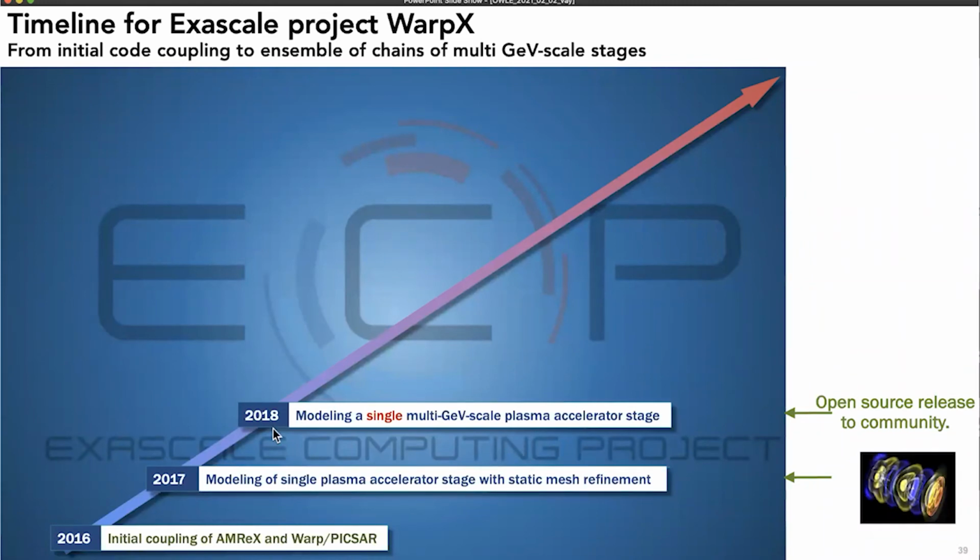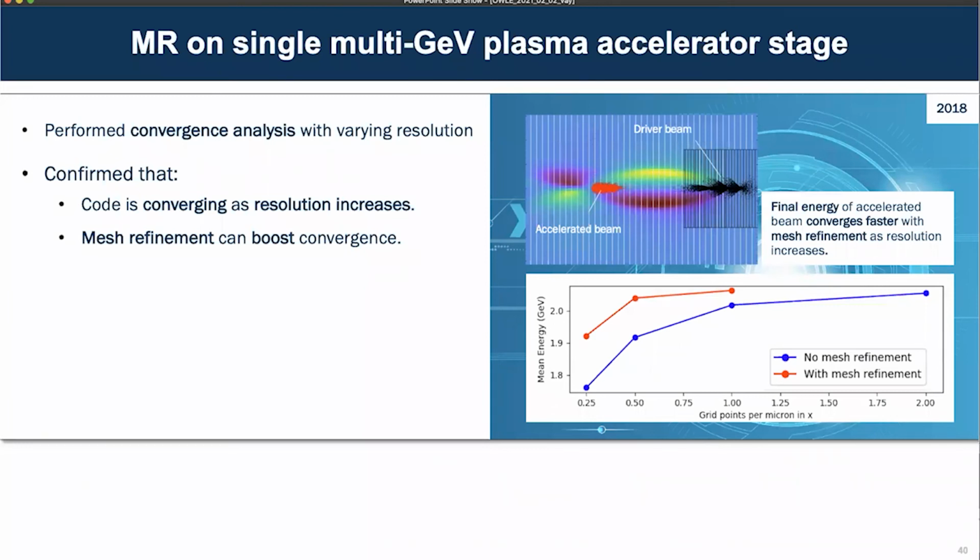So going forward in time, in 2018, we did pretty much the same exercise, but now at larger scale with a multi-GeV scale plasma accelerator stage. And we also released the code open source to the community at the time. So you see here a result from a simulation, beam driven in that case, where instead of using mesh refinement around the witness beam, this time we refined the driver beam.